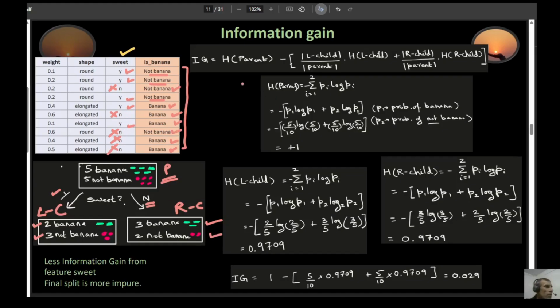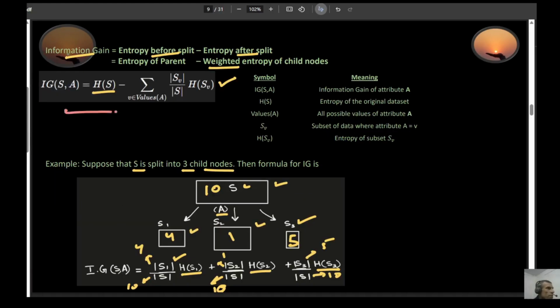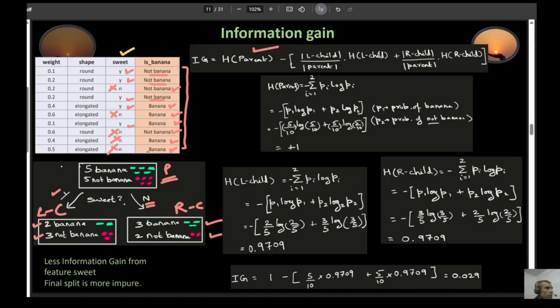Okay, now we find our information gain using this split right here. The formula for information gain is this right here. I actually got it from this expression right here. So H of parent minus the size of your left child divided by the size of your parent times entropy of your left child plus the size of your right child divided by the size of your parent times entropy of your right child.